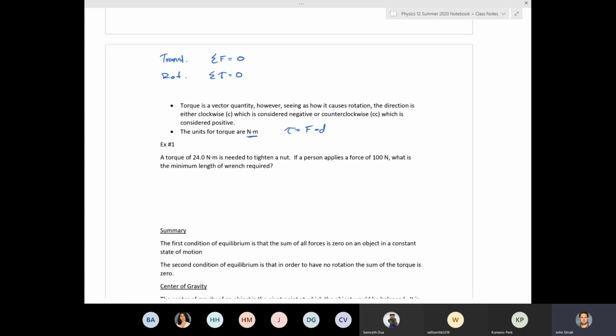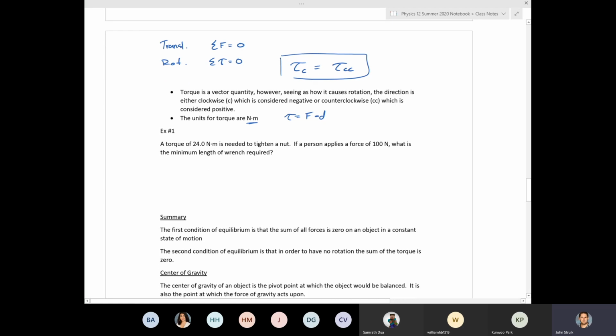If you break the forces into x and y components, the sum of the x forces is 0 and the sum of the y forces is 0. But if you apply the vectors to torque, then torque clockwise has to equal torque counterclockwise in order for the sum to equal 0. This is the big relationship that we use in this unit, where our torques are equal in both directions.